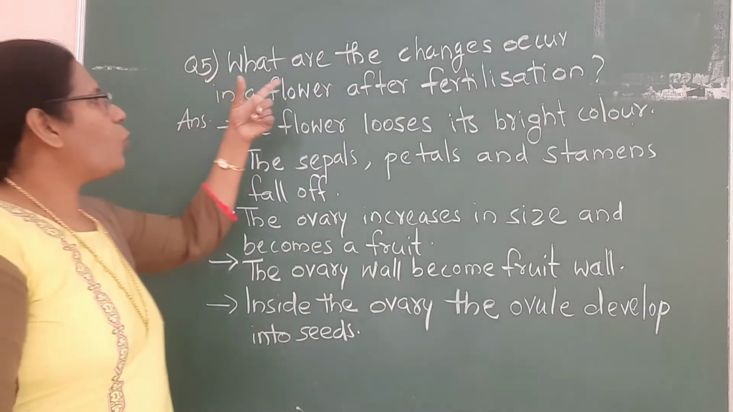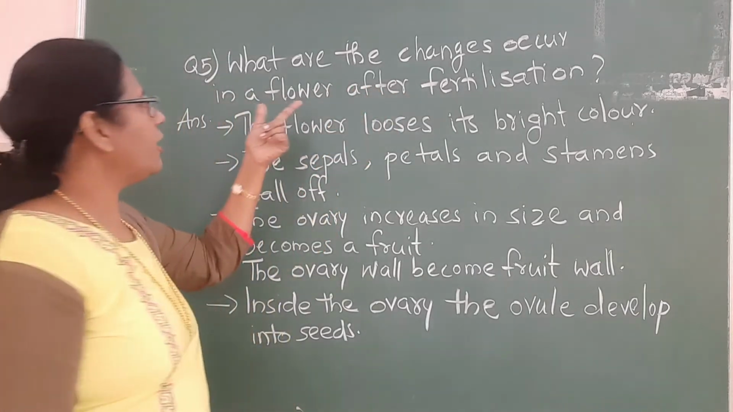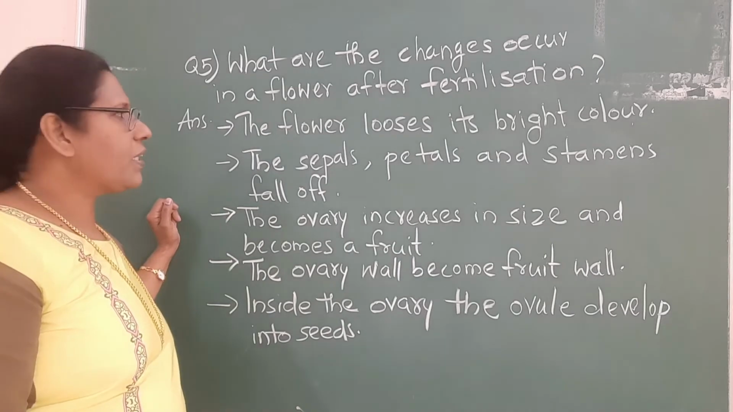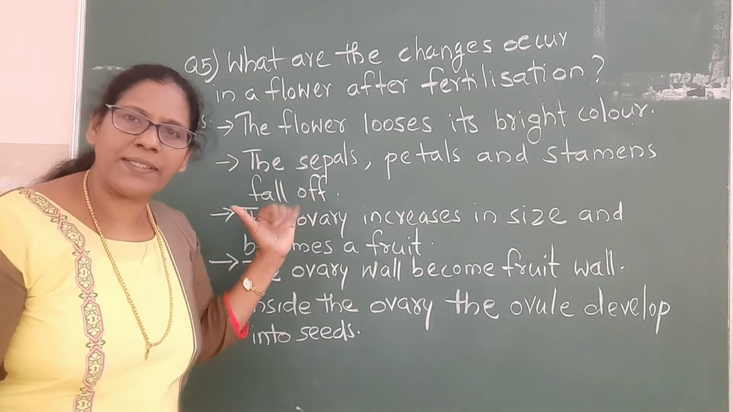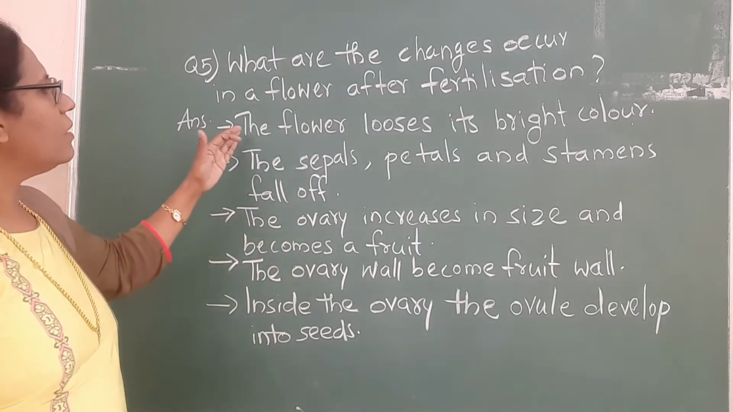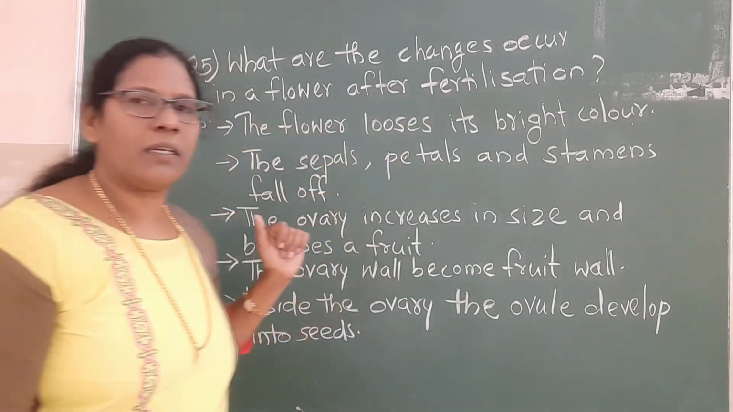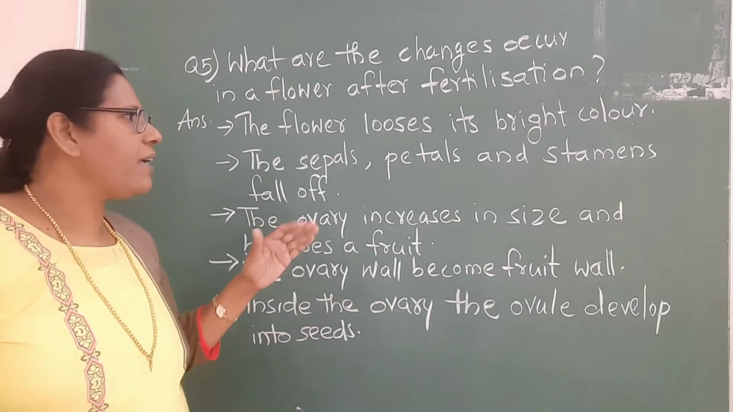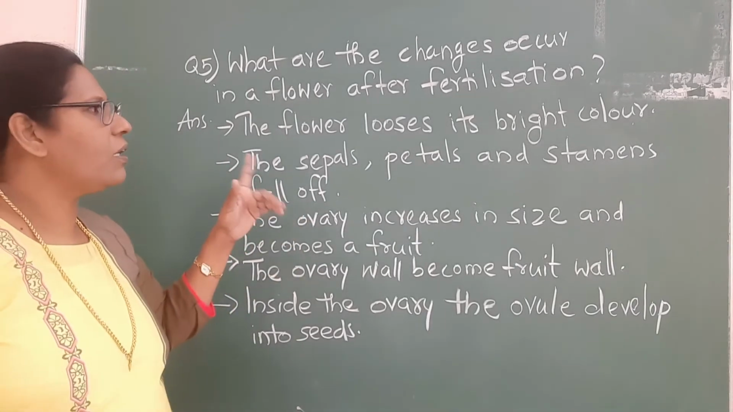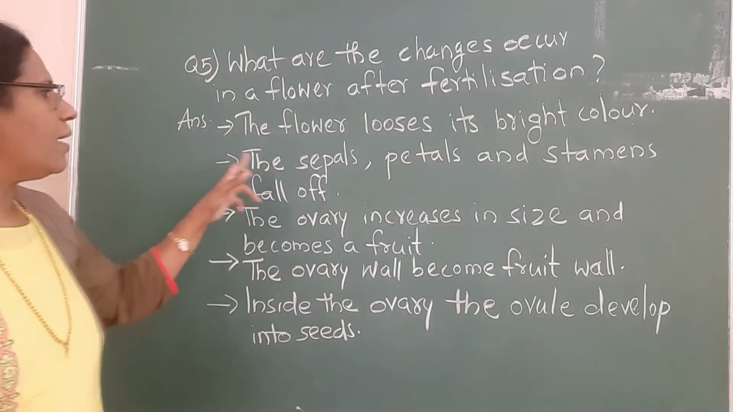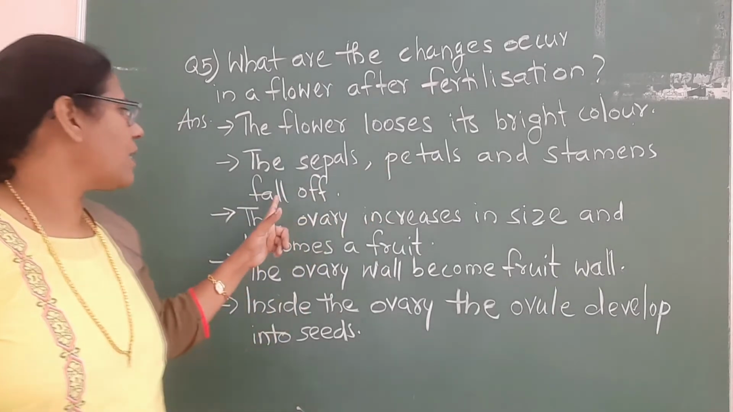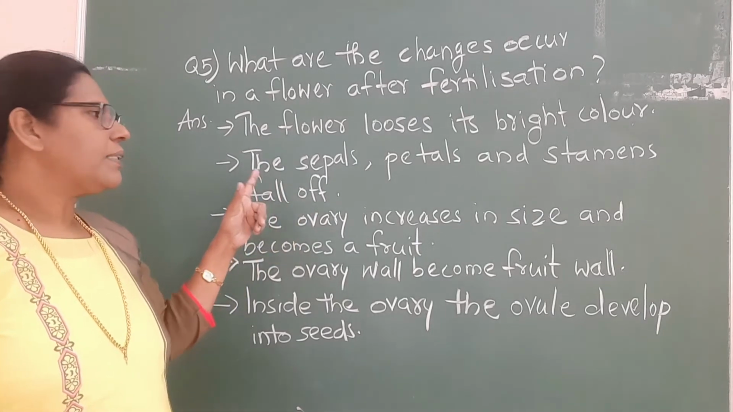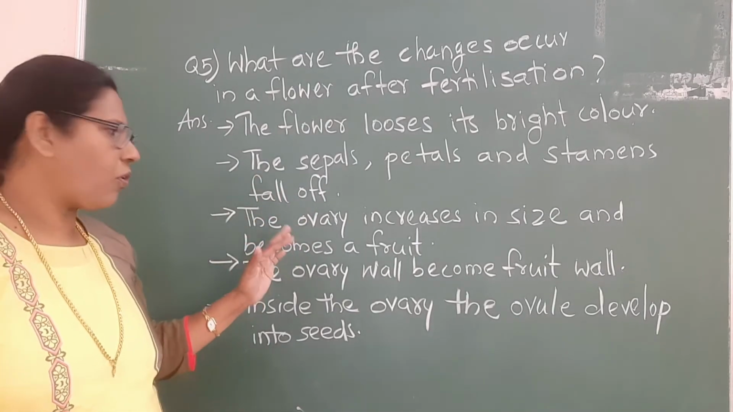5. What are the changes that occur in a flower after fertilization? After fertilization, there are some changes that take place in a flower. Let's see. The first thing is that the flower loses its bright color. The color will fade off. Second thing, the sepals, petals and stamens fall off. After the color goes off, the sepals, petals and stamens fall off.